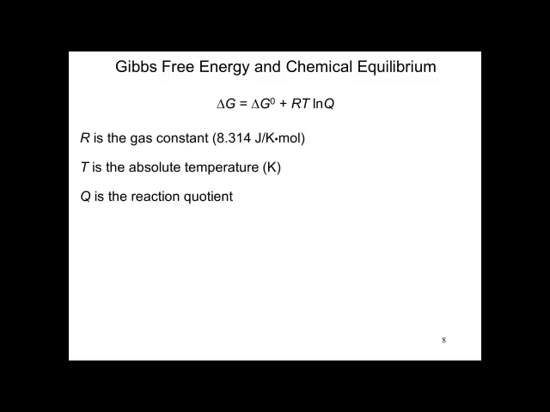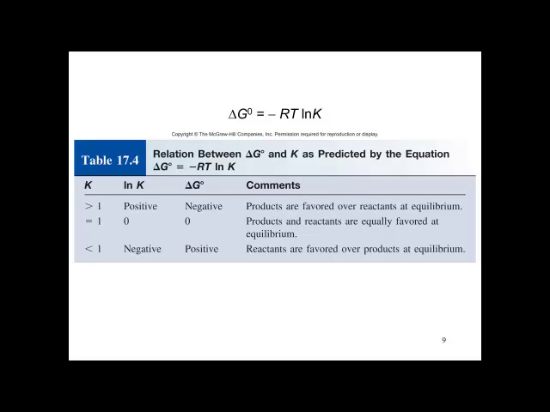Let's look at how the free energy changes with equilibrium. Delta G equals delta G super 0 plus RT times the log of the quotient, Q. R is the gas constant, 8.314. T is the absolute temperature, and Q is the reaction quotient. At equilibrium, delta G will be equal to 0, and Q equals K. So, delta G super 0 equals minus RT times the natural logarithm of the constant K. This shows the relationship between delta G super 0 and K.